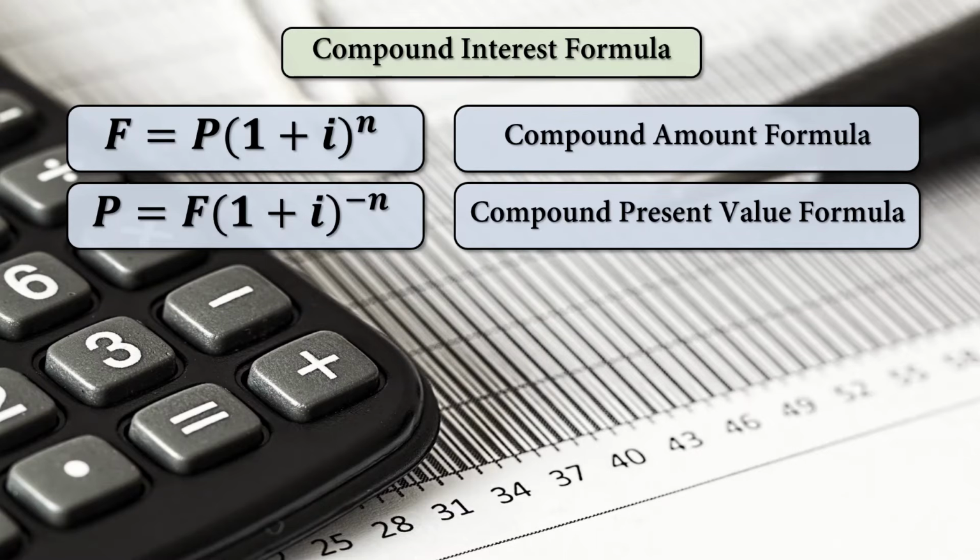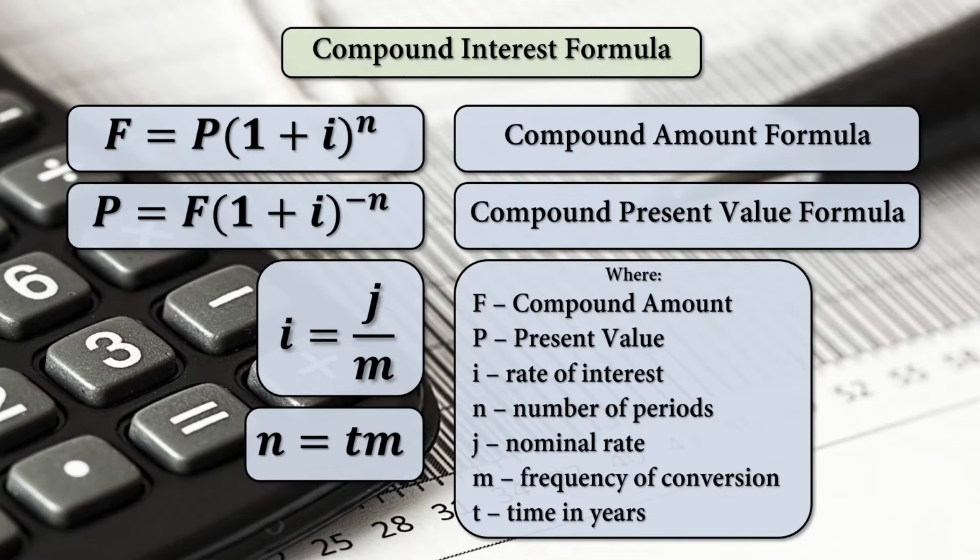So F is equal to P times 1 plus i raised to n. That is called the compound amount formula. The next one, for the present value or principal value P, that is equal to F times the quantity of 1 plus i raised to negative n, where i is equal to j over m and n is equal to t times m. Here, we are introduced with new variables or new values. The variable j and the variable m and also the n.